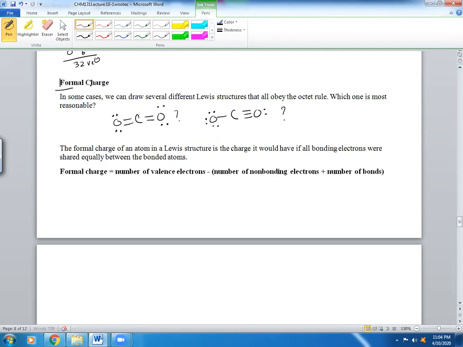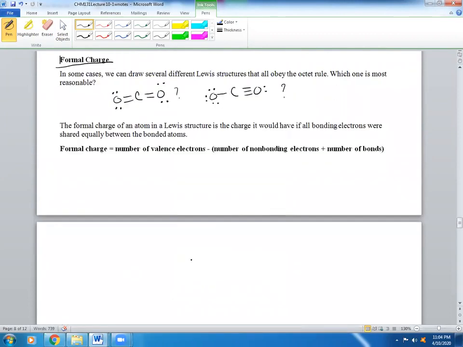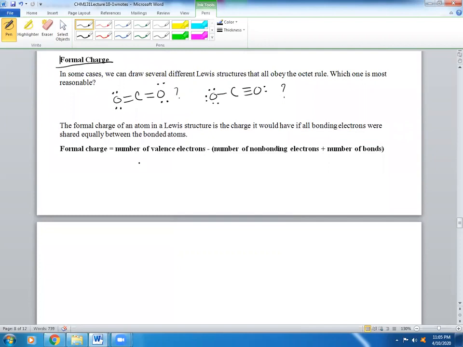Well, we need something called the formal charge to help us out. And there's a formula for helping you out, but then there's also a set of rules that we need to apply. The formal charge of an atom in a Lewis structure is the charge it would have if all bonding electrons were shared equally between the bonded atoms. So we say, okay, believe it or not, atoms, while some can be more electronegative, just want enough. They don't want too much electrons around them. They just want enough. Some can have more because they have a higher effective nuclear charge.